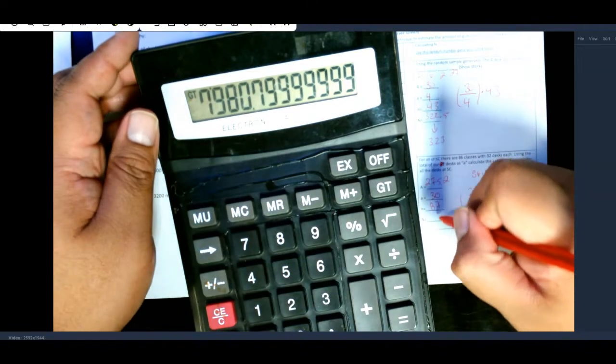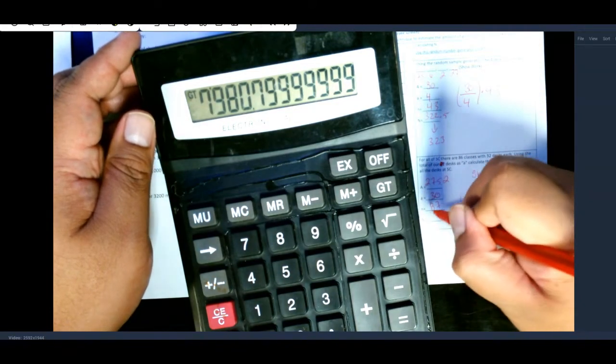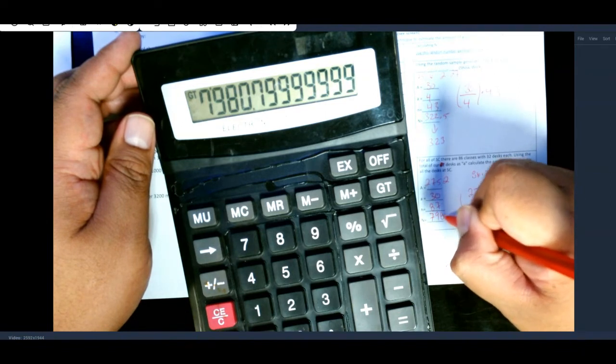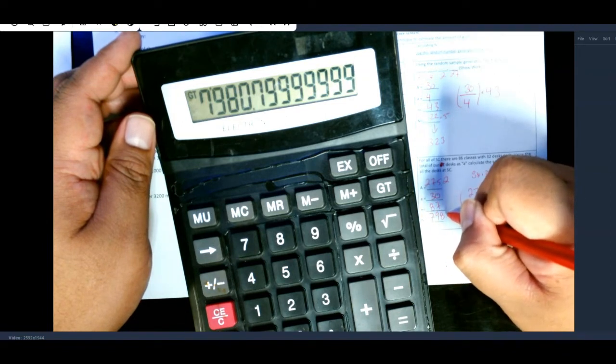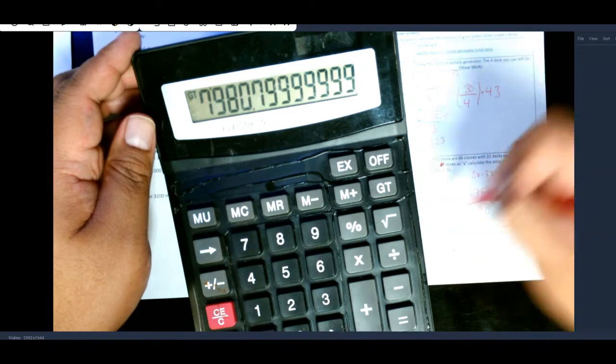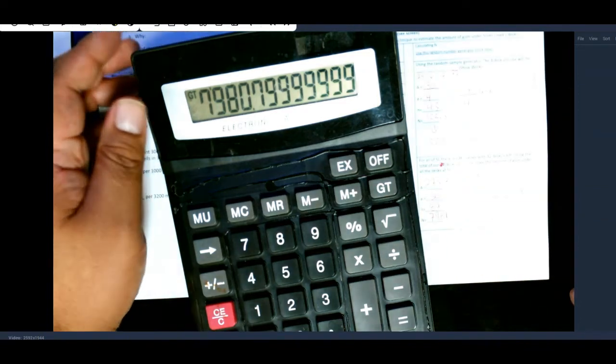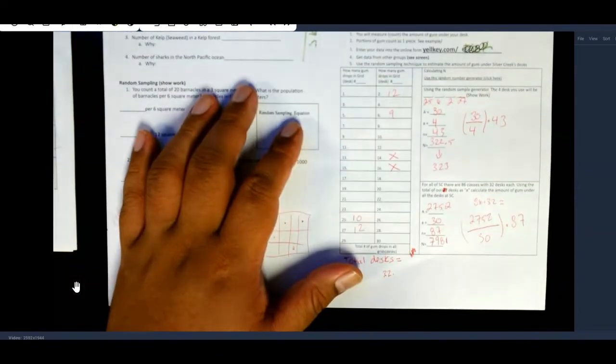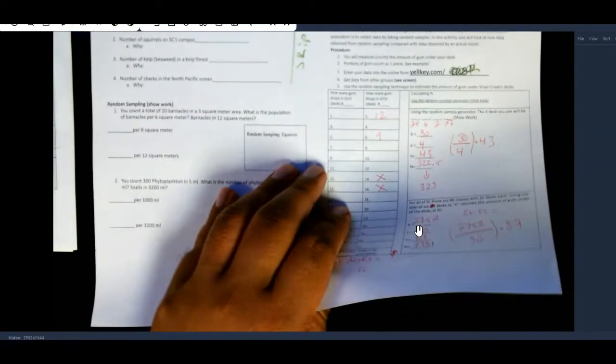In this case, it's estimating that the total pieces of gum underneath all the desks at Silver Creek is 7,980.79. I'm just going to round to 7,981. Okay, so that's how you do this one. Again, I will put up the numbers for each of the classes later on.